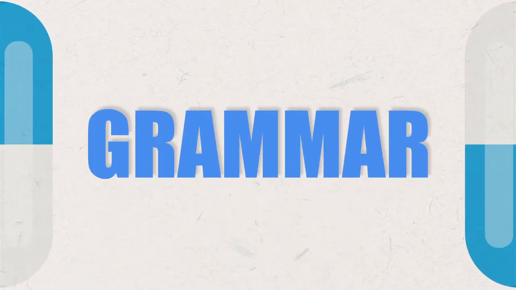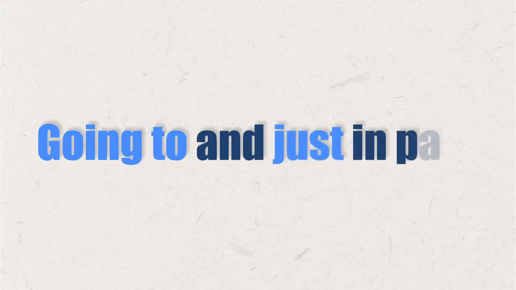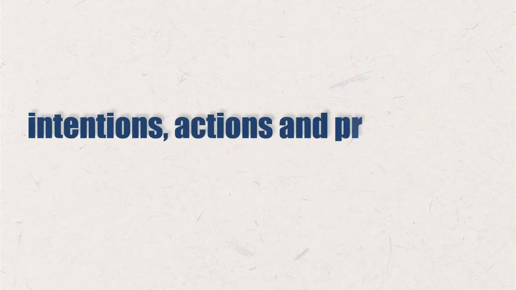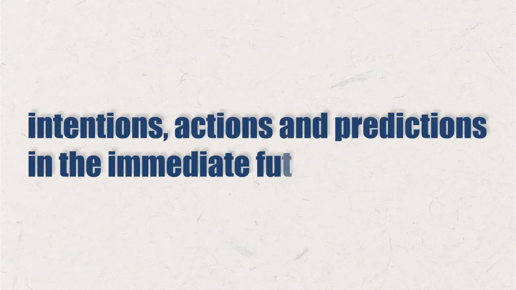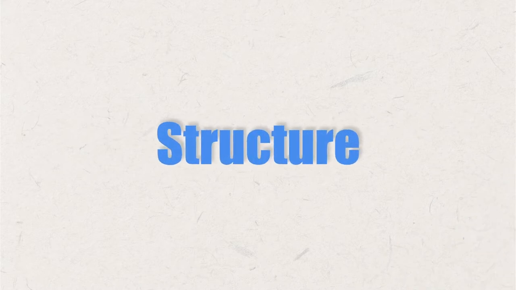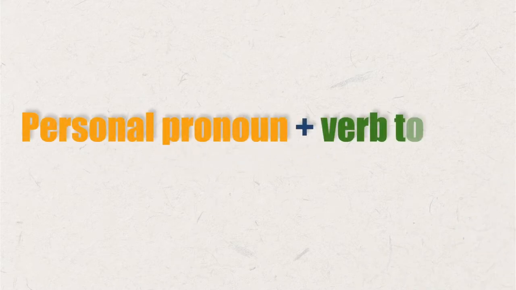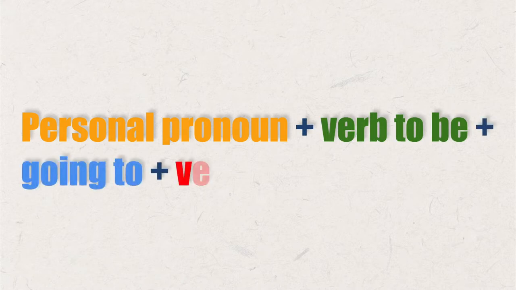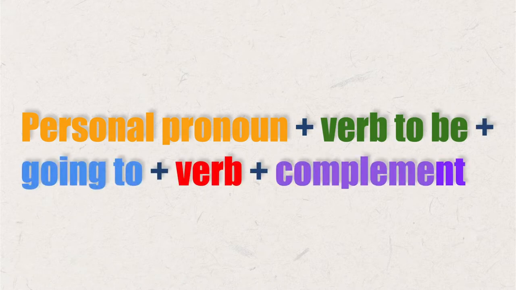Here are our grammar capsules, practical and easy-to-understand explanations. Today, we are going to learn how to use "going to" and "just" in past. We use "going to" to talk about intentions, actions, and predictions in the immediate future. Its structure is the following: personal pronoun plus verb to be plus going to plus verb plus complement.